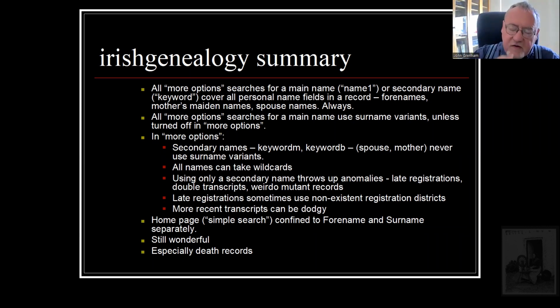The home page, the simple search, where you don't have the option to enter a second surname, the searches are confined to the forename, whatever you put in the forename box, and the surname, whatever you put in the surname box, and they use surname variants, and you can use wildcards, but they don't search every field in the record. So things you can't do in more search options are done by default on the simple search, so it's worth keeping that in mind.